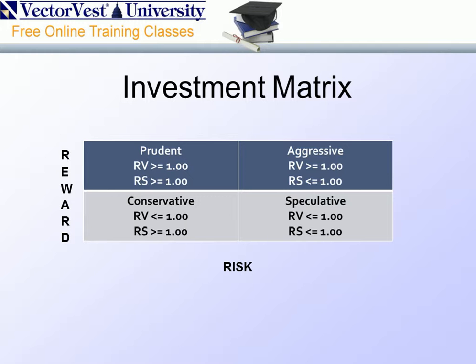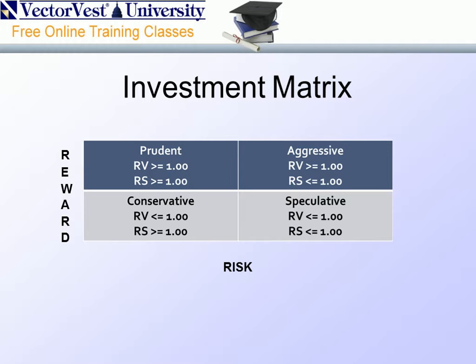The second indicator, RS, relative safety. Relative safety indicates the consistency and predictability of the financial performance of the stock. These guys with high RS scores are the steady eddies. Low volatility is another way to think of these. Scores above 1, again, are favorable. The higher the score above 1, the safer the stock. And so we have that combination now of reward and risk.